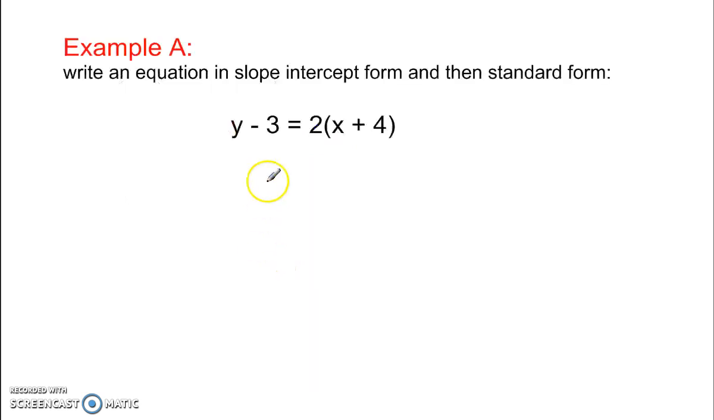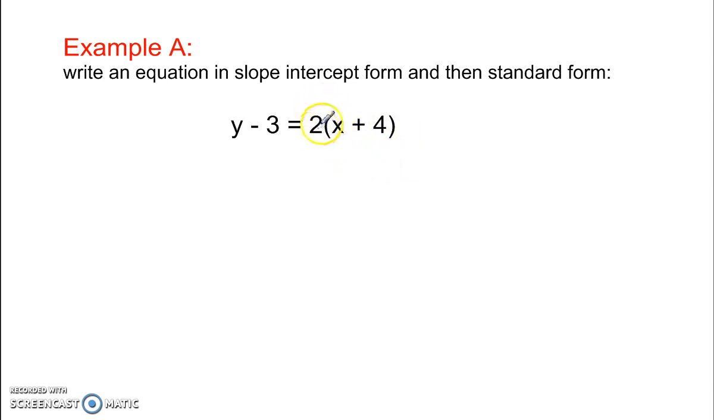Now it's pretty easy also going from point-slope form, like this example here, to slope-intercept form. Remember, slope-intercept is y equals mx plus b. So over here we want to just have the y. On the other side we want to have something x plus a number.